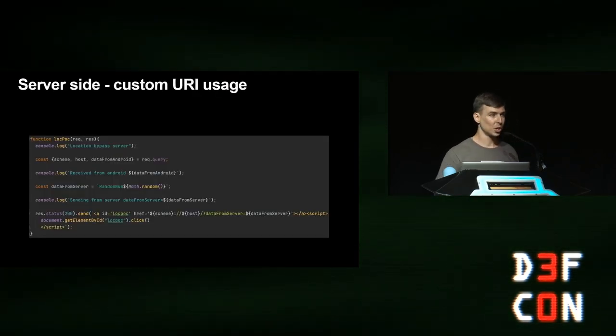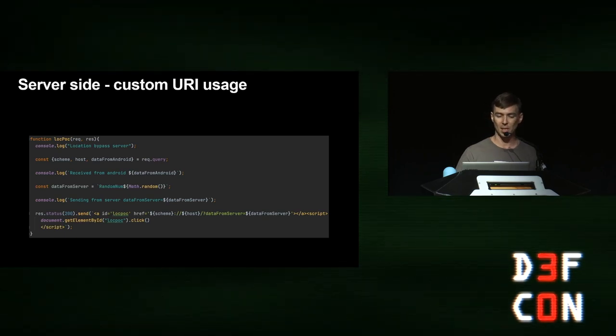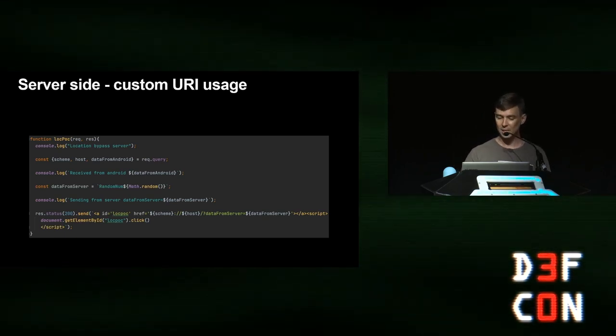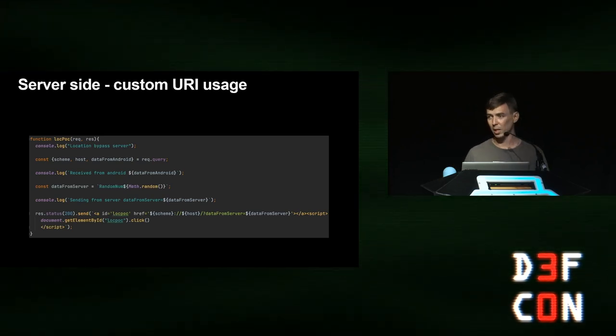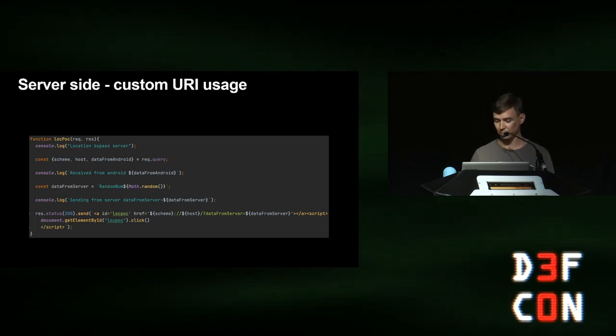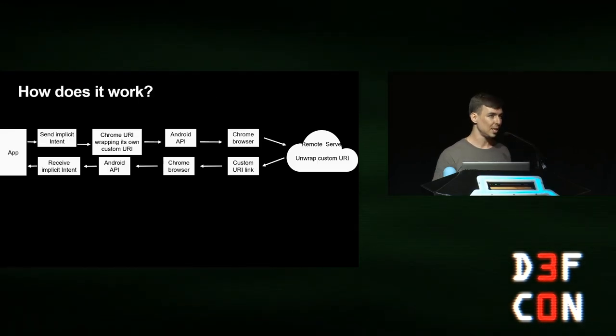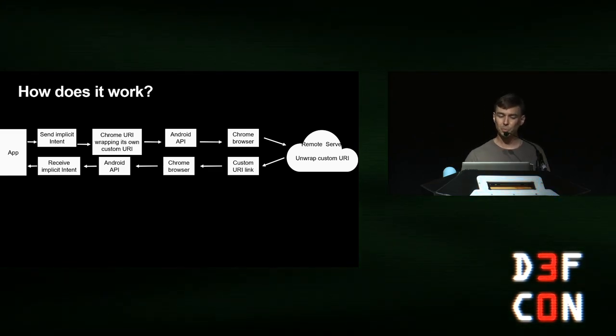So the Node.js server receives the request, extracts the scheme and host from the request, and uses them to create the dynamic link on that web page, and then uses JavaScript to trigger this link. So let's see the whole flow over a diagram to make it completely clear.